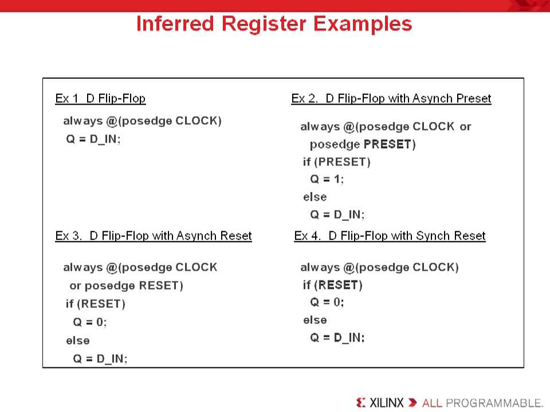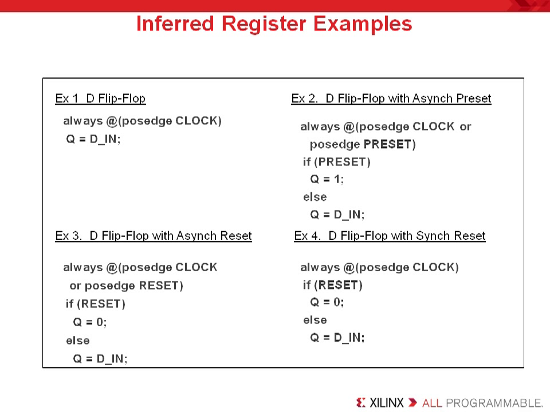So example 1 is just a simple D flip-flop. Example 2 now has an asynchronous preset inferred. This is accomplished by placing the preset in the sensitivity list. Example 3 has a D flip-flop with an asynchronous reset for the same reason as example 2. The reset has been placed in the sensitivity list, so the flip-flop must have the behavior that if the reset is asserted, it will reset, regardless of the rising edge of the clock.